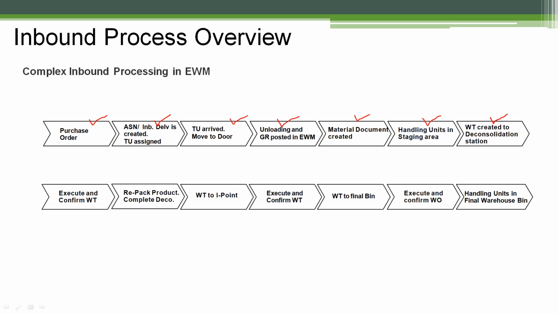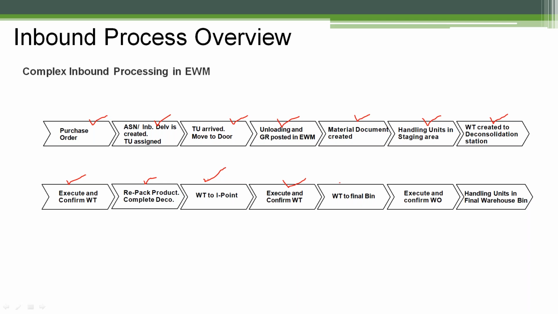So we'll confirm the task and move the stock to a deconsolidation workstation. In the workstation, we'll perform our unpacking and complete our deconsolidation. After deconsolidation, we will then move the stock to an identification point where the products are going to be identified before we place them into the final bin. And then we execute and confirm the task to put it into the final bin from the identification point.